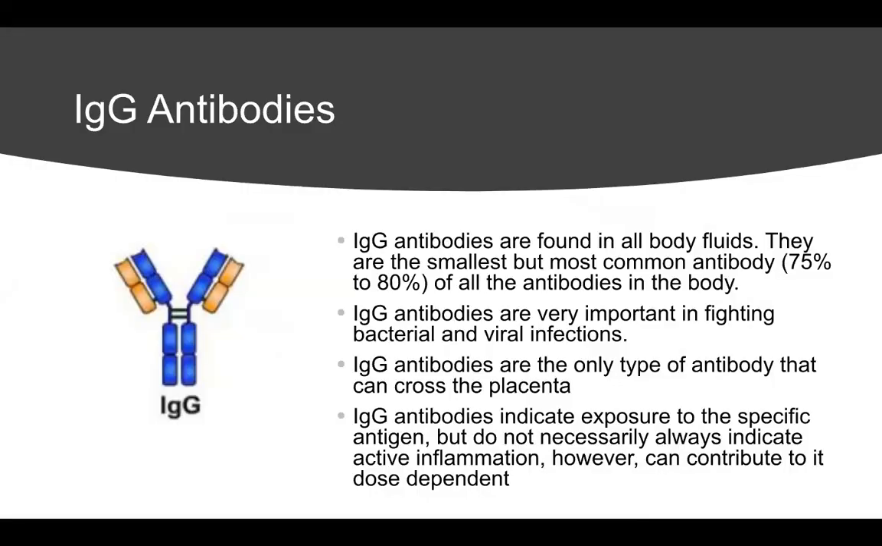IgG antibodies are found throughout the body. They're the most numerous. They make up probably 75 to 80% of all the antibodies found in the human body. They're very important for fighting infections like bacterial and viral infections.